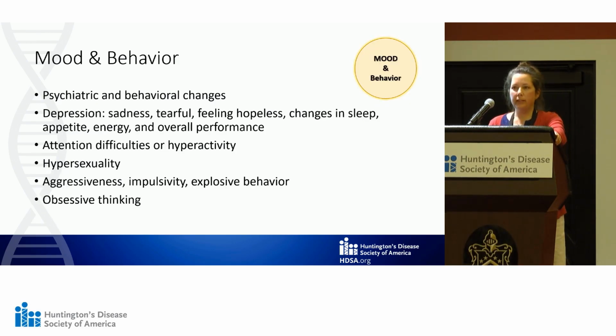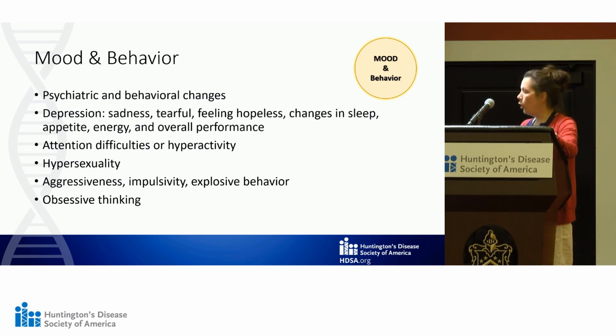Mood and behavior is complex. These kiddos come from HD families, right? And we know the psychosocial impact that has on our young individuals. So taking everything in context. So you start to see what we call psychiatric or behavioral changes. Depression, they might feel sad or tearful, feeling hopeless. Changes in sleep patterns could be presenting this way. Their appetite changes, their level of interest and energy, and overall performance declines. Difficulty with attention, they might even be hyperactive. Hypersexuality, aggressiveness, impulsivity, and explosive behavior, and this obsessive thinking. They get stuck on something and they can't let it go.